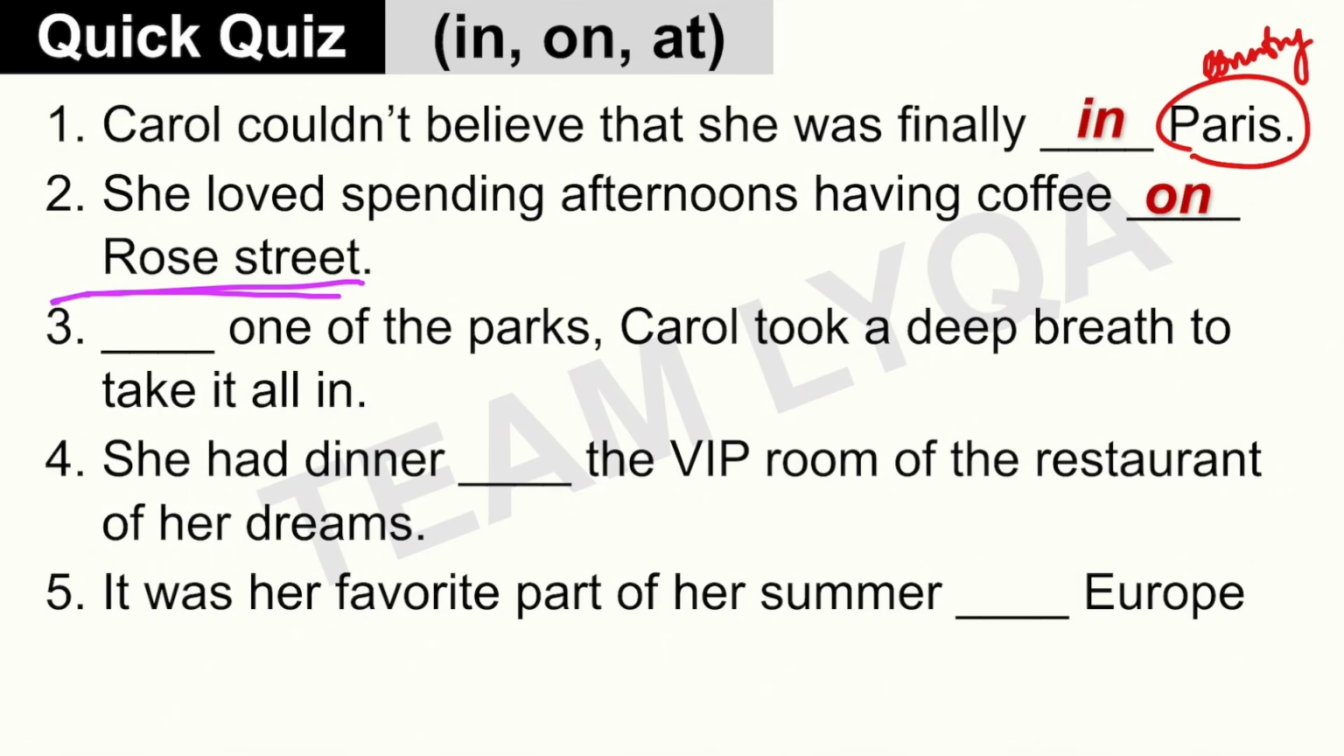Okay? Now, number 3. This is where you have to be a little imaginative. Sabi, blank one of the parks, Carol took a deep breath to take it all in. Now, kung sabihin mo na in one of the parks, tanong, ang park ba ay may pader at may bubong? Di ba ang park would be, ano lang yun eh, level lang na ganyan, may onting damo siguro, okay? Since Paris ito, baka nandun yung Eiffel Tower, no? Pero ang ibig sabihin lang is that nasa park siya. Hindi siya sa loob, pero probably nakatayo, okay, dun sa park. So, ang magiging answer mo na lang ngayon would be at.